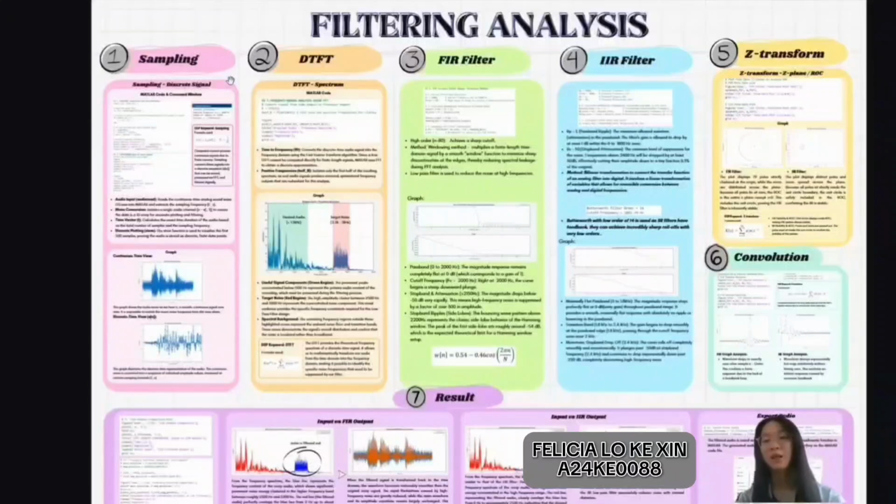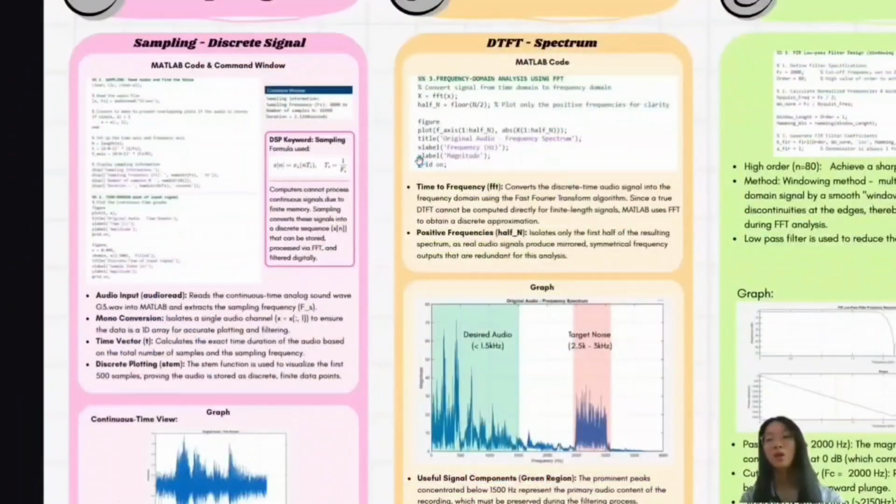My name is Felicia Locusing, and I'll be presenting the first two phases of our analysis map, which is the sampling and the DTFT. As we know, computers cannot process continuous analog signals because of finite memory. So the first step is to capture the signal at fixed intervals through a process called sampling.